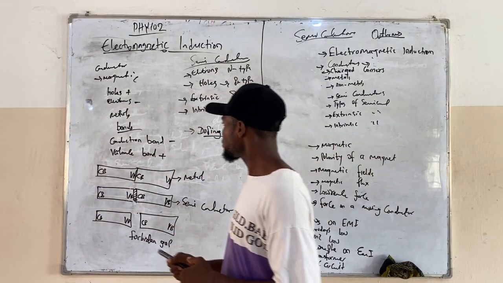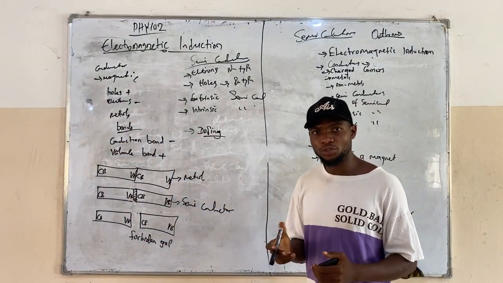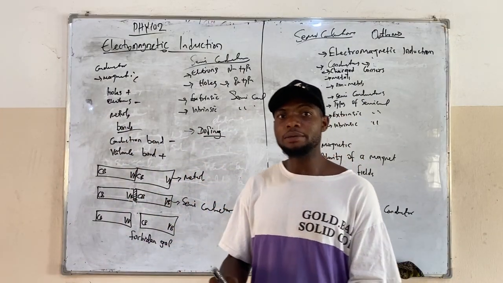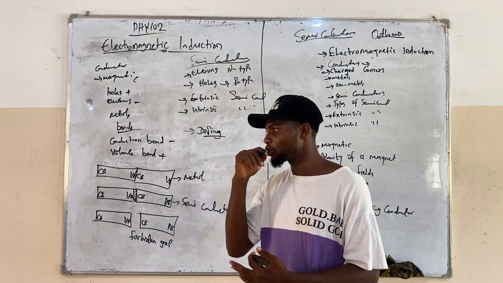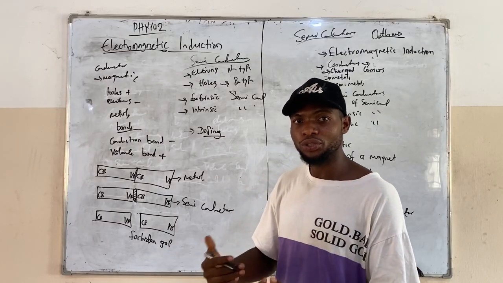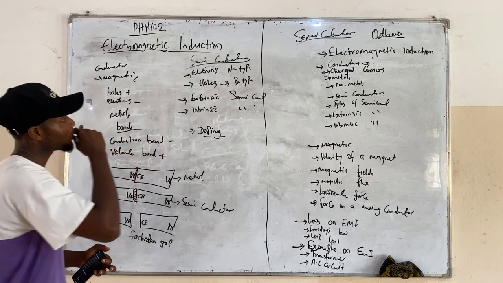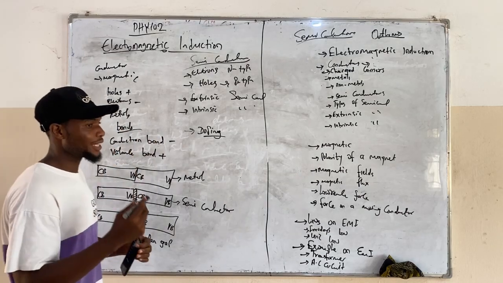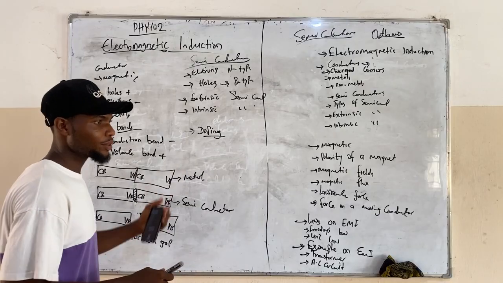Doping. So doping is a very important concept. It's the process of adding an impurity into a metal or semiconductor, using an impurity to increase the conductivity of a conductor. So in this semiconductor, we are going to add an impurity into a semiconductor in order to increase its conductivity.